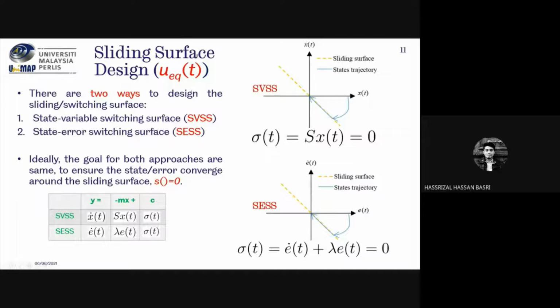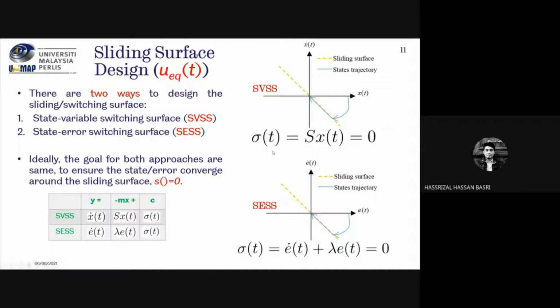Okay, so you can see that on the y-axis, x dot t is y, and e dot t is also y. Xt refers to the x-axis, x, and et also refers to the x. And then the slope here for the SVSS is s, and for the SESS I name the slope lambda. And also c refers to the sliding surface equation.